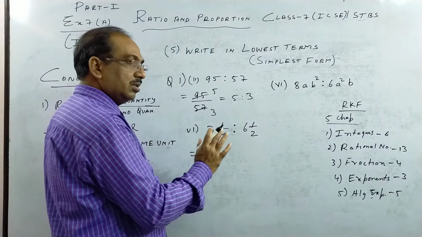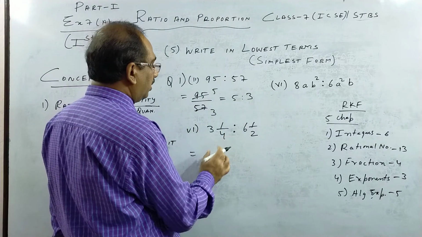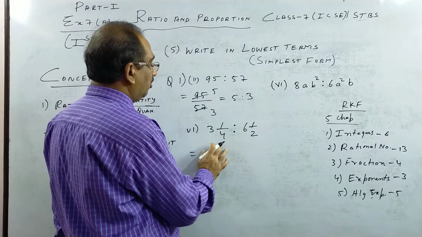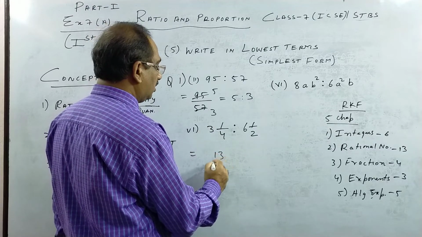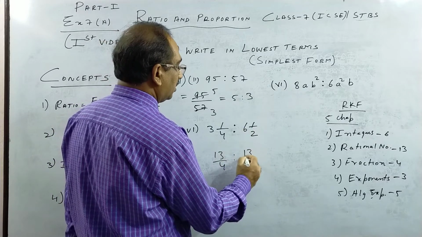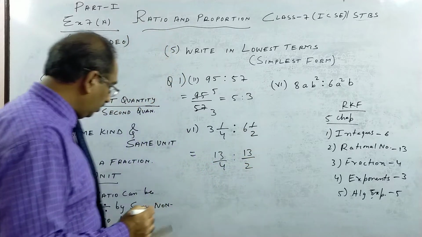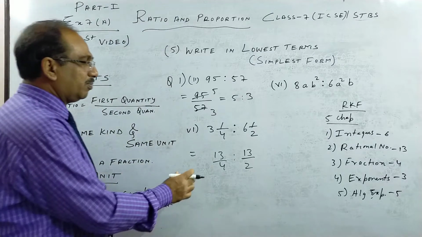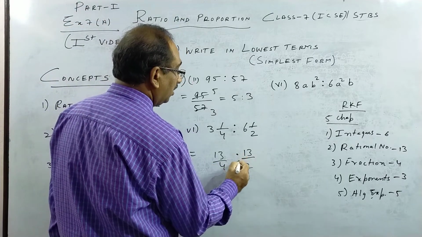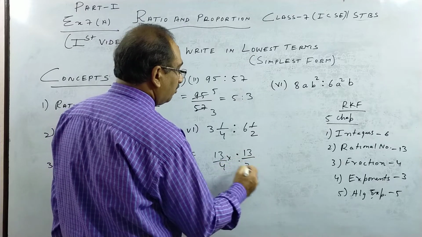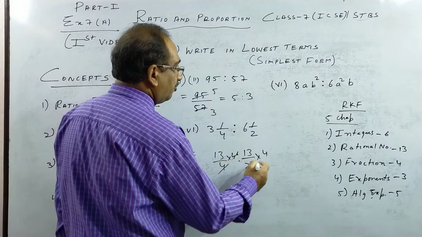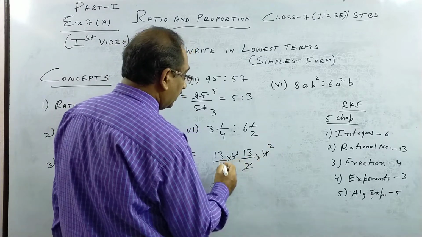Here the first thing we do is convert this mixed fraction into an improper fraction. 4 3s are 12 plus 1, 13 by 4. 6 2s are 12 plus 1, 13 by 2. So as I told you, children, you can multiply this property, because I want to get rid of the denominator. So the LCM of 2 and 4 is 4. So multiply each of them by 4. So what do we get here, children?